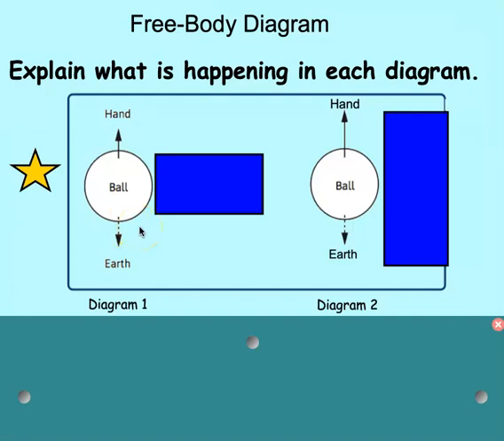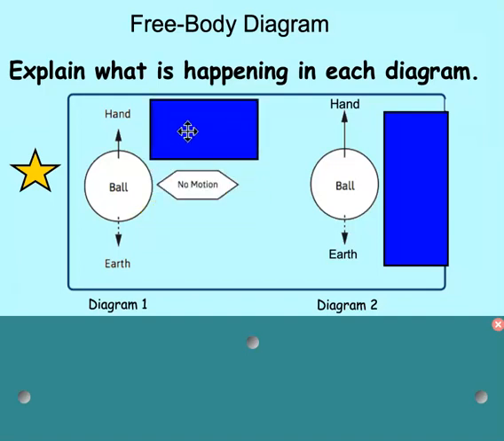So now the challenge is, is this ball moving or not moving? If you guessed that the ball is not moving, or better yet, you knew that the ball was not moving, then you'd put the no motion sign there, and that is correct.